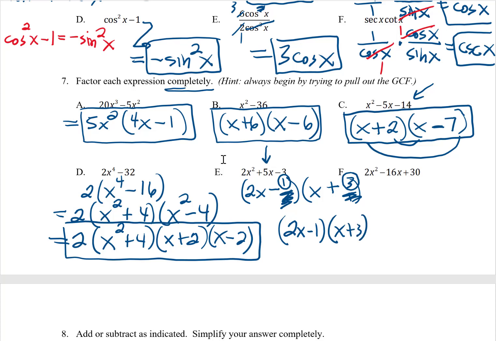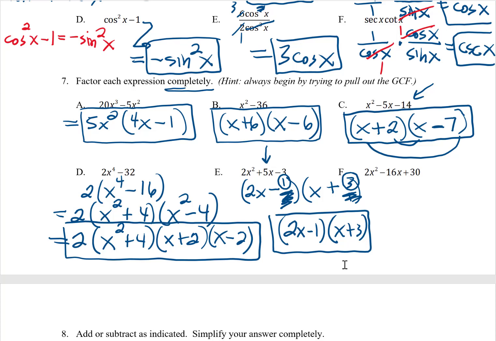Let's make sure it works out. 2x times x, 2x squared, the minus 1x from the inner, and the plus 6x from the outer. Yes, there's the plus 5x. And minus 3 for the last, and so we've got it.